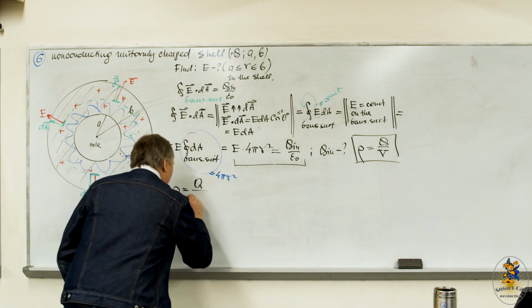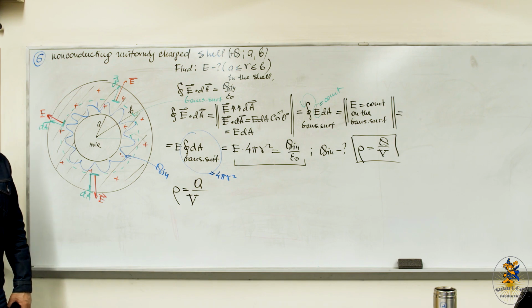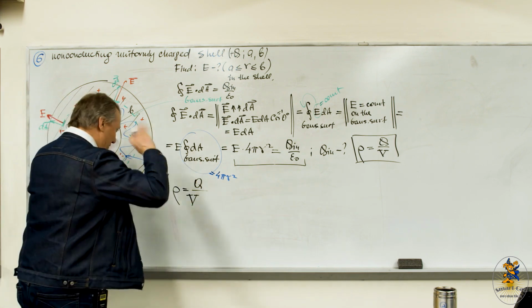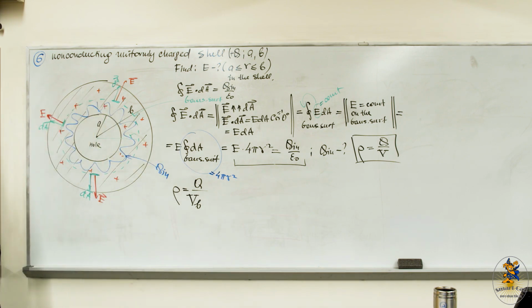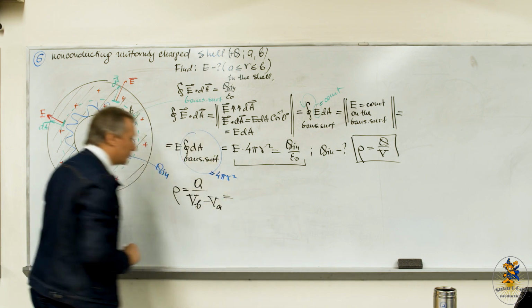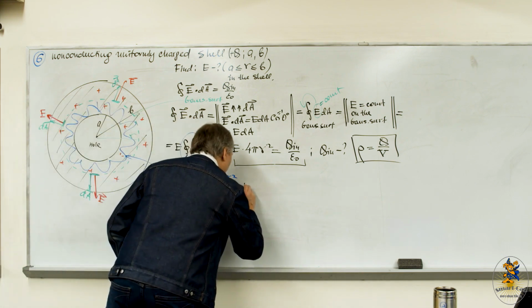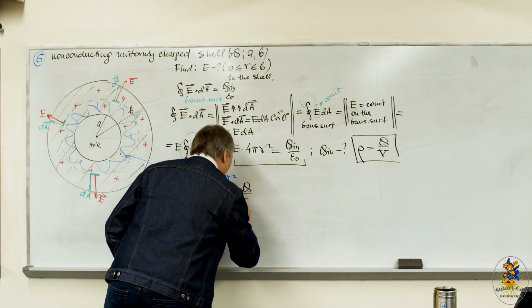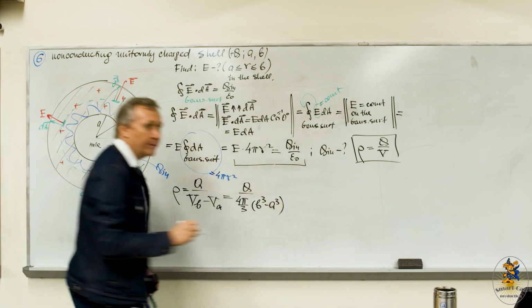So it will be the volume of the sphere with radius r Gaussian. Sorry, I'm jumping ahead. It's the volume of the sphere with radius b minus the volume of the hole. Again, volumes of the sphere are given in the formula sheet. So it will be Q divided by 4 pi over 3, and it will be b to the power of 3 minus a to the power of 3.